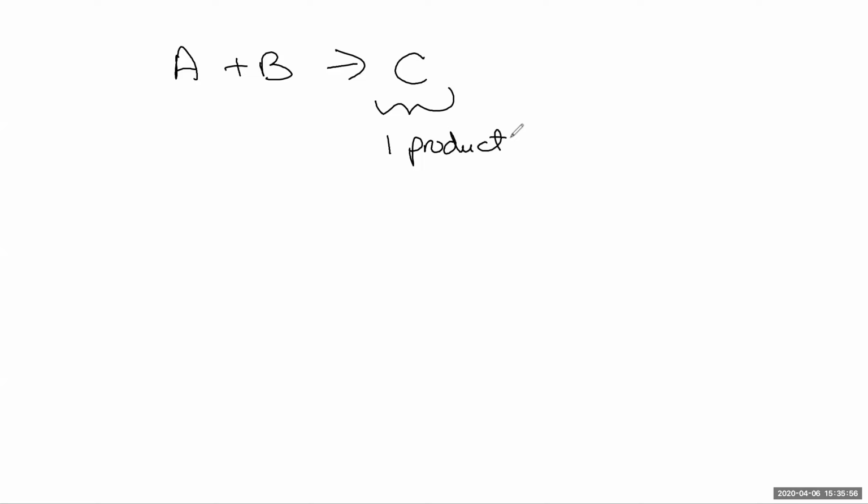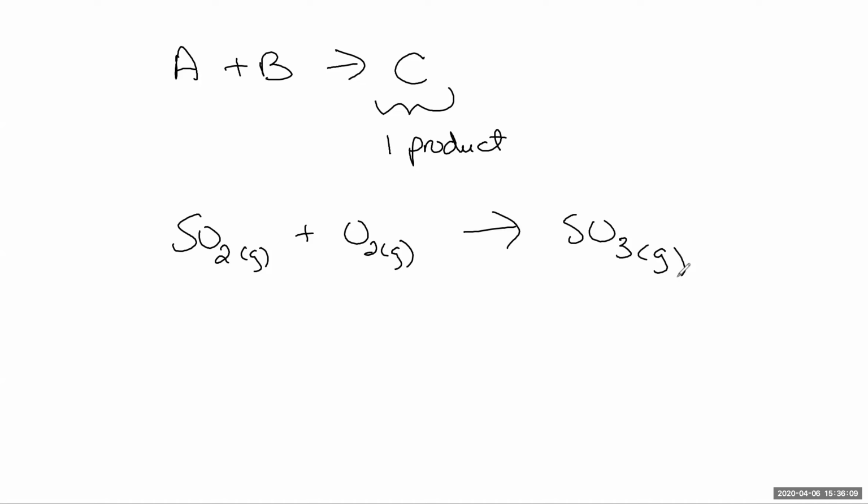So other examples of synthesis or combination reactions could be something like this. SO2 gas plus oxygen gas turns into SO3 gas. This is also a combination or a synthesis reaction, again, because there's only one product that is formed. Some of these you would really not be able to predict the products of, and for instance, this one I would have to go through and show you.